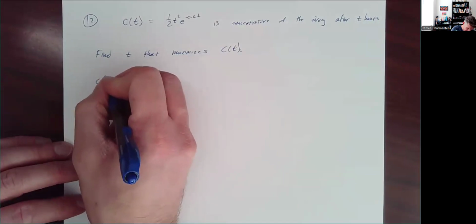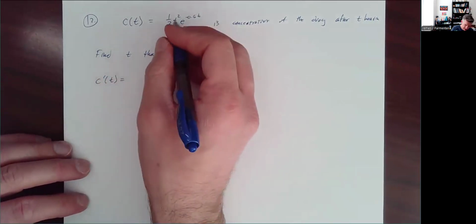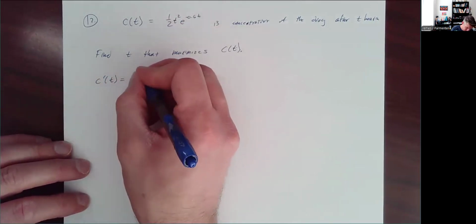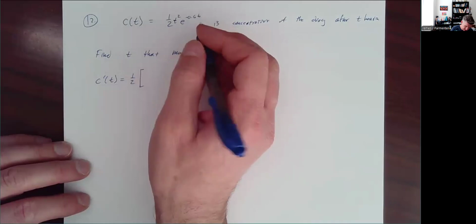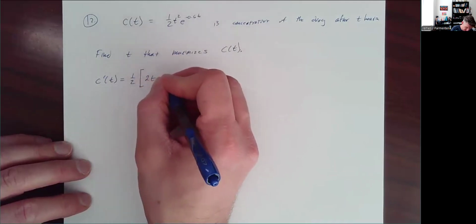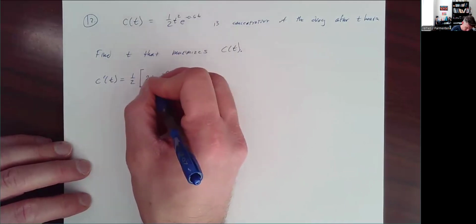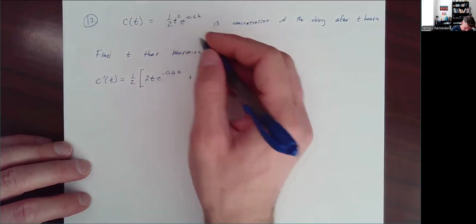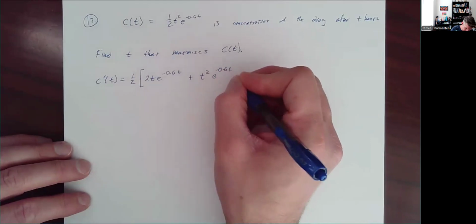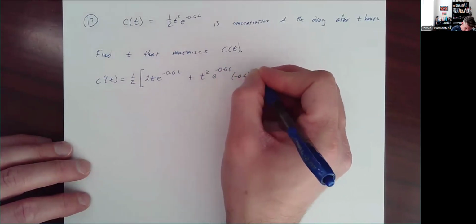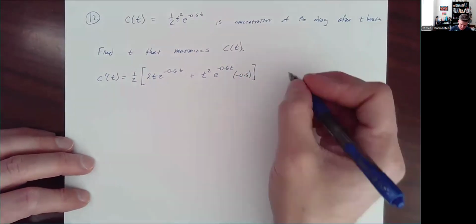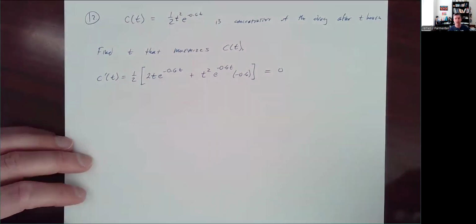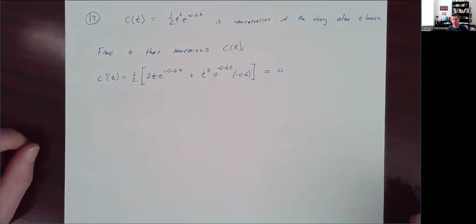So take the derivative. I would leave this 1/2 out in front. And then the derivative of t squared e to the negative 0.6t is going to be 2t e to the negative 0.6t. I'm just using the product rule, plus t squared e to the stuff times the derivative of the stuff, which is negative 0.6. For all these problems where you're trying to find critical values, it's really super important that you factor as much as possible. That's kind of the only way to solve these.